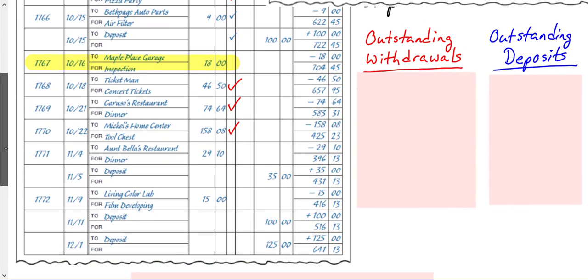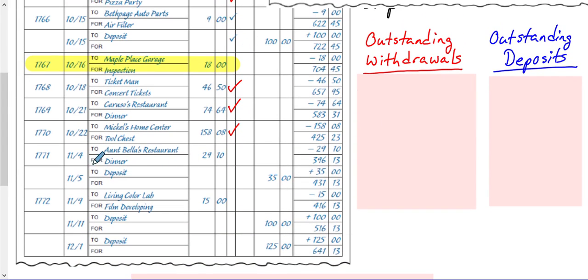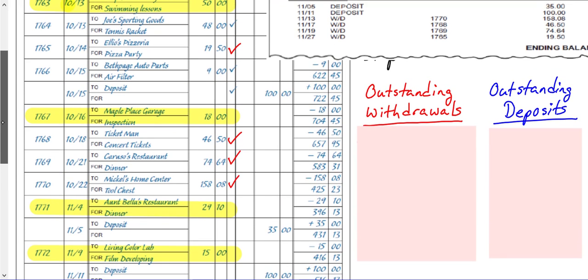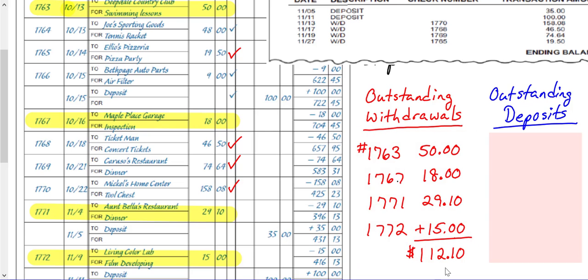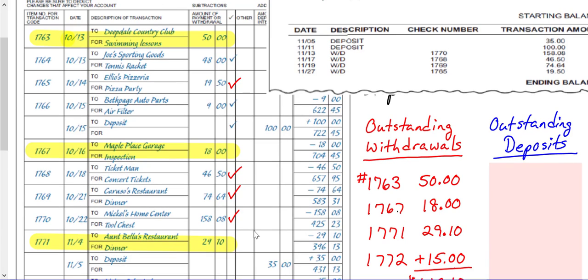And then go down. 1771 has not cleared the bank yet. And 1772. So we have 4 checks that have not cleared the bank yet. So we need to account for those, and we need to find out the total amount, which is $112.10. So now we need to look at our outstanding deposits.